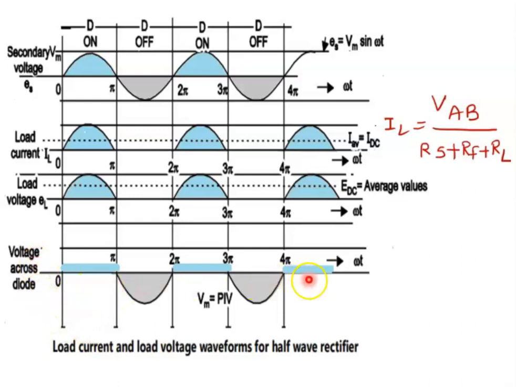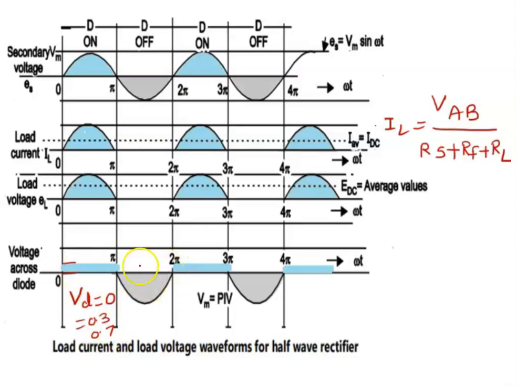If you observe this waveform, during the positive half cycle, as the diode is on, the voltage of the diode is ideally 0. That is Vd is equal to 0 ideally, but practically it will be 0.3 or 0.7 volt, depending on the type of the diode. For germanium it will be 0.3 volt, and for silicon it will be 0.7 volt.